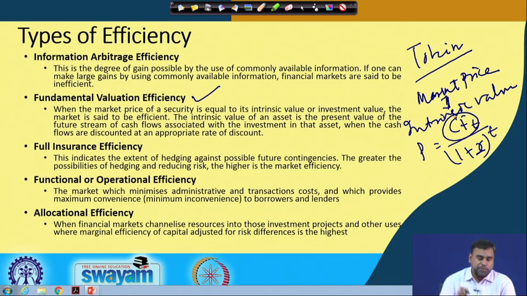Then the full insurance efficiency. What does it mean? Whenever you take a position in the financial market, you are exposed to certain risk, certain kind of problem. So, how is your risk or the probability of loss going to be hedged by the financial market? If really you can hedge that particular position in the financial market, we can say that the market is efficient from the insurance point of view, but it is not possible in the real sense.